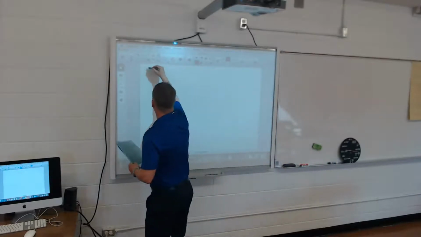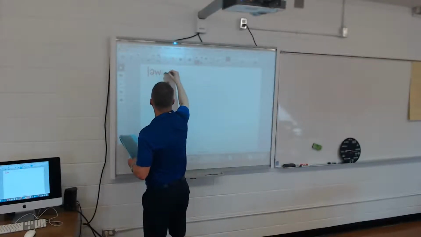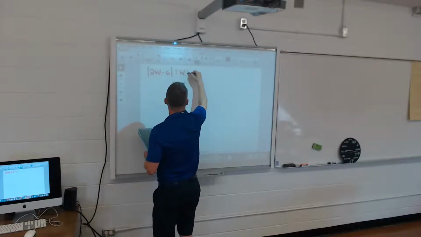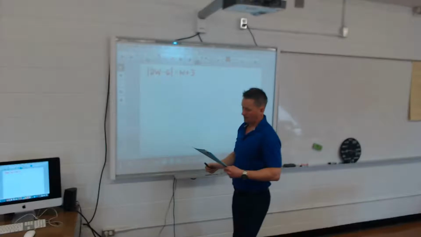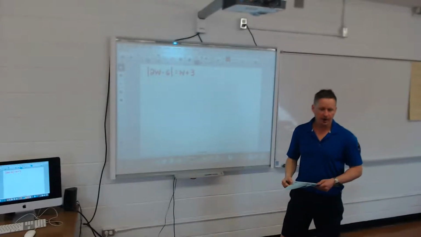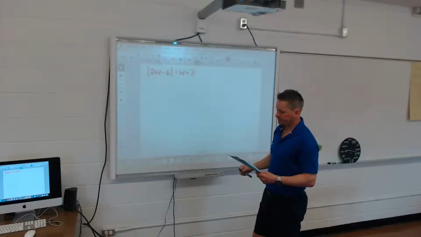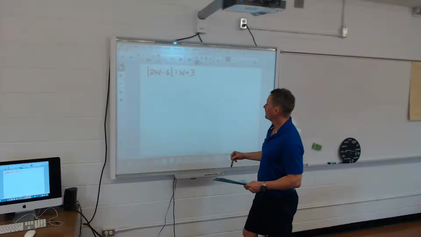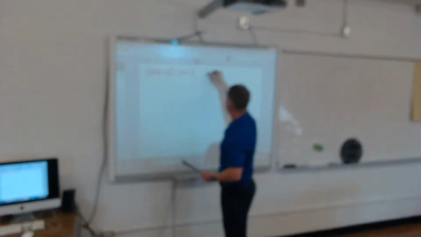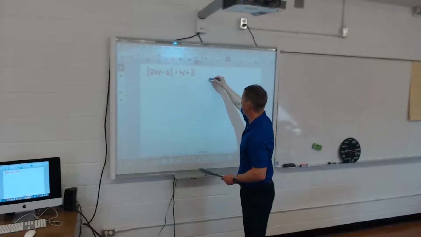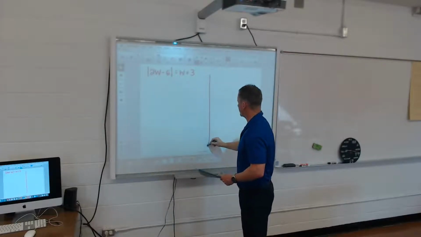Absolute value. Okay, so I need to graph both of these and find the intersection point of each of these. There should be two. Okay, so I'll attempt to do it on here and then I'll do it on the Graphmatica so that it's cleaner than what I do here.